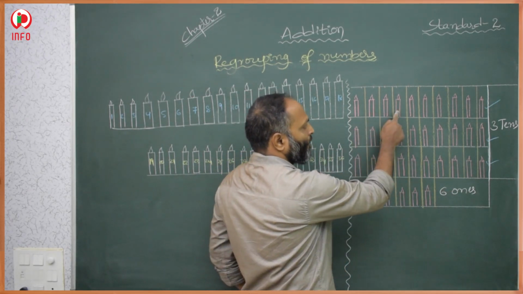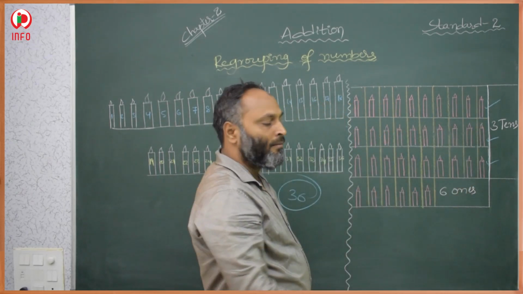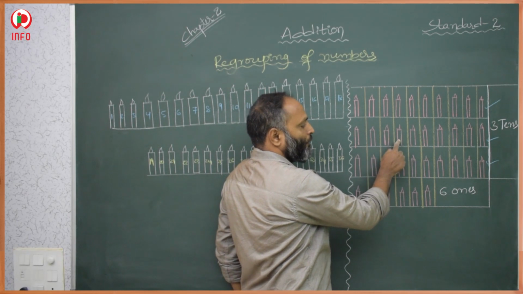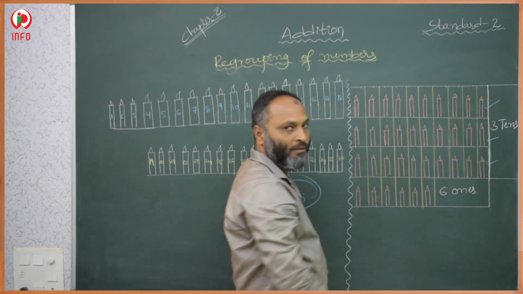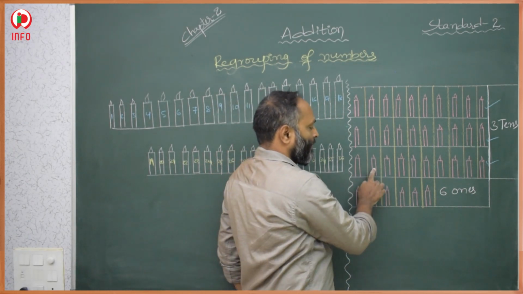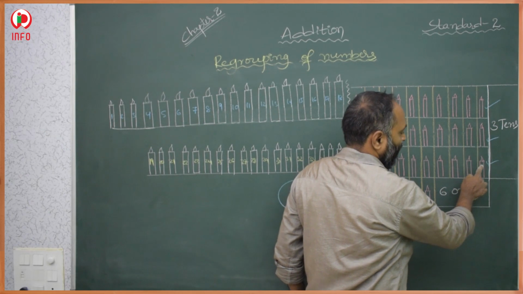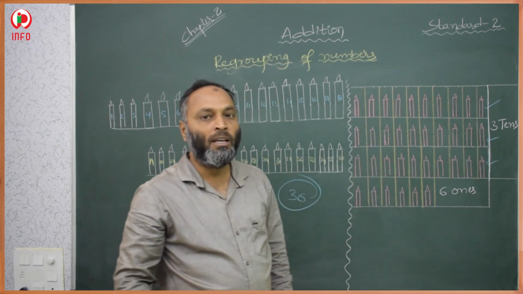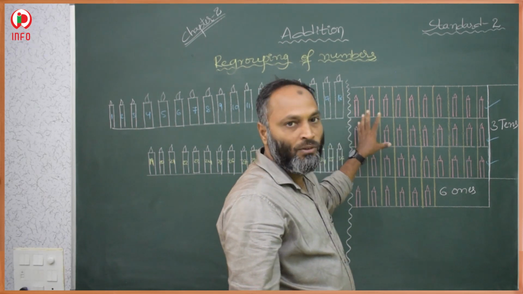1, 2, 3, 4, 5, 6, 7, 8, 9, 10. 11, 12, 13, 14, 15, 16, 17, 18, 19, 20. 21, 22, 23, 24, 25, 26, 27, 28, 29, 30. Total 30 candles over after arranging these in 3 rows.